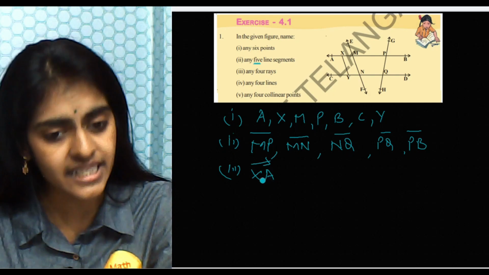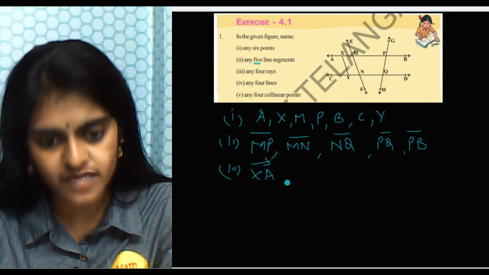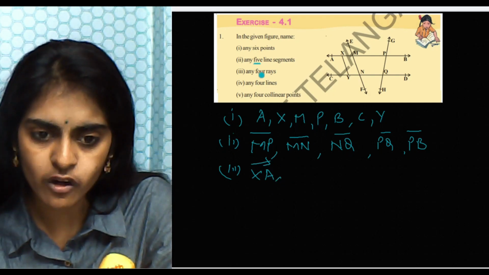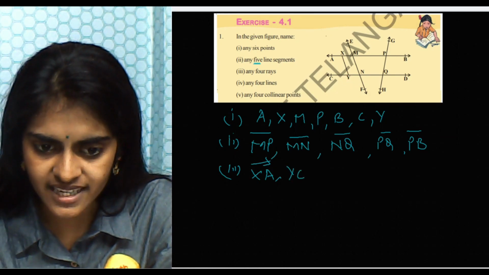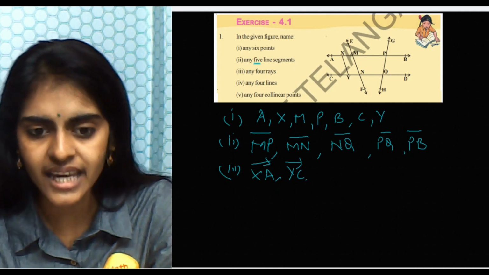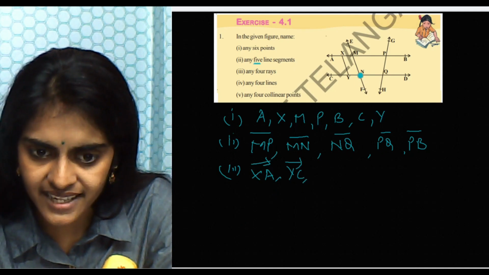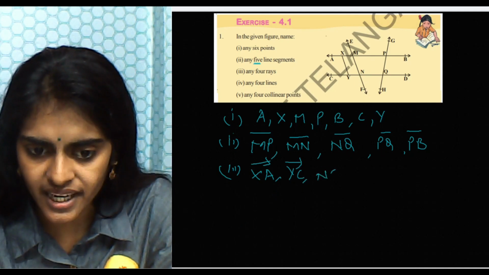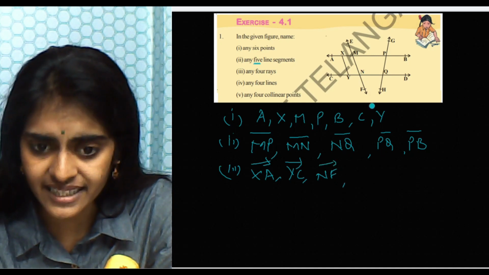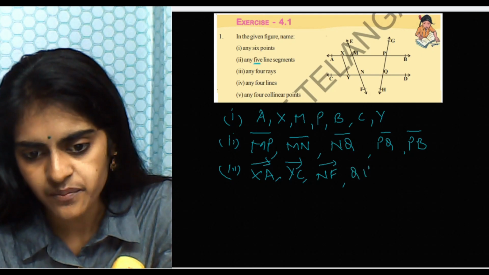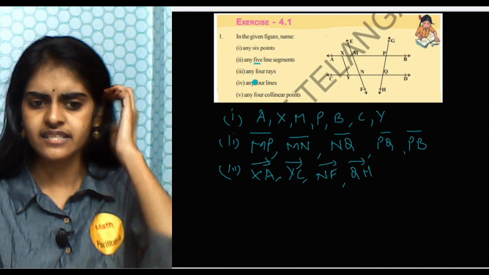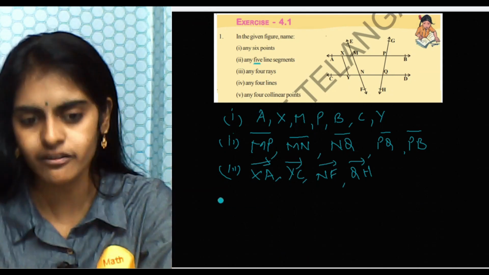And how do you represent it? You write XA with a ray symbol over it. We want 4 rays. Now YC is also a ray, so YC with a ray symbol over it. Here you can see NF is a ray, it is moving in the F direction. Then you have QH, which is also a ray. You can find other rays also, like PB, QD. Since it is asked only 4, I am taking only 4 here.